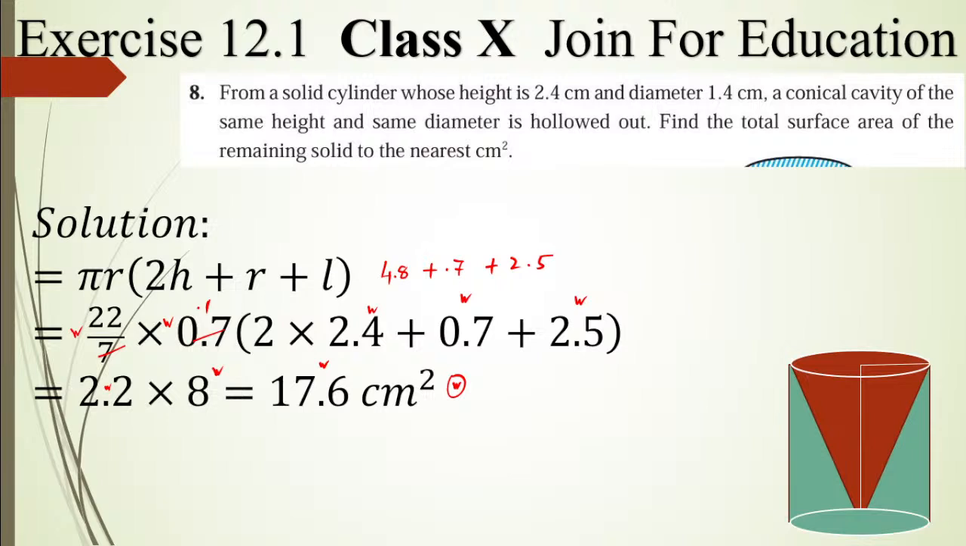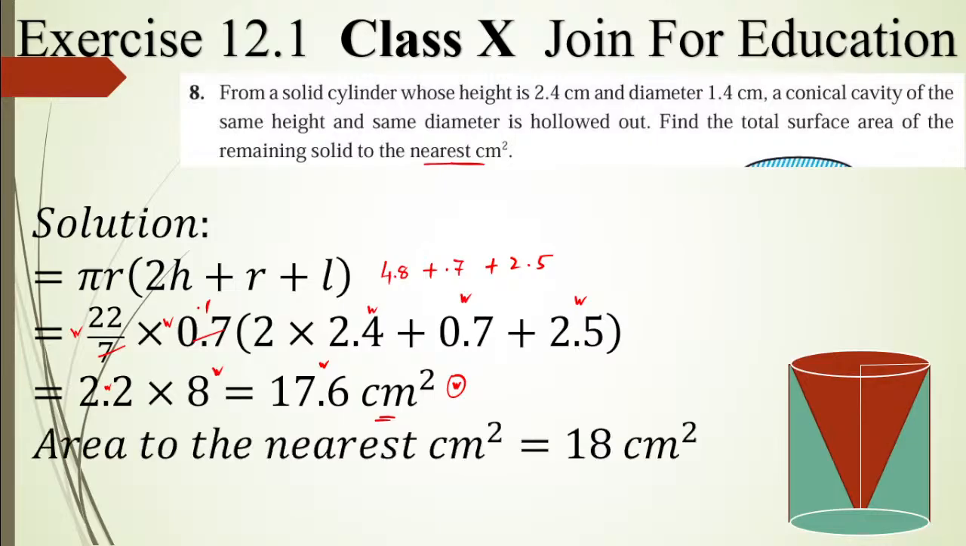So the nearest centimeter square of this one will be 18 centimeter square. So the area to the nearest centimeter square equals 18 centimeter square. So this one will be the answer of this question. Hope that there is no problem to understand the solution of question number 8.